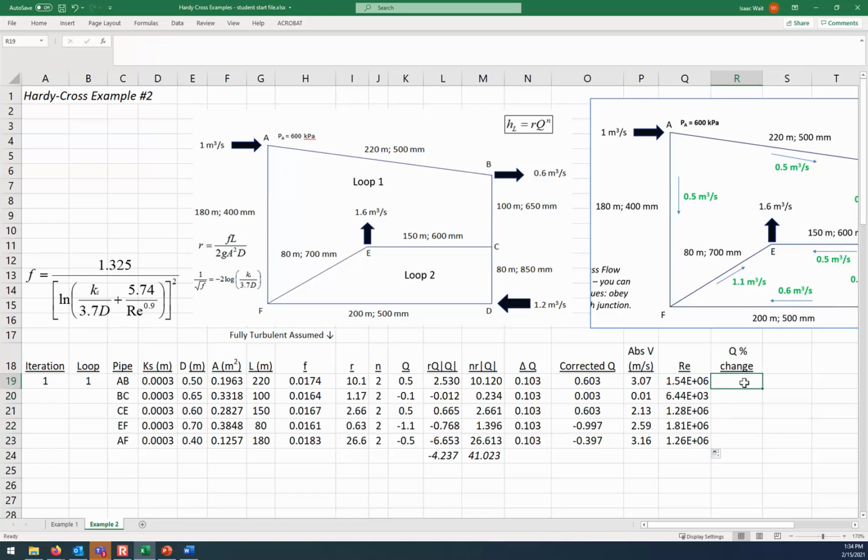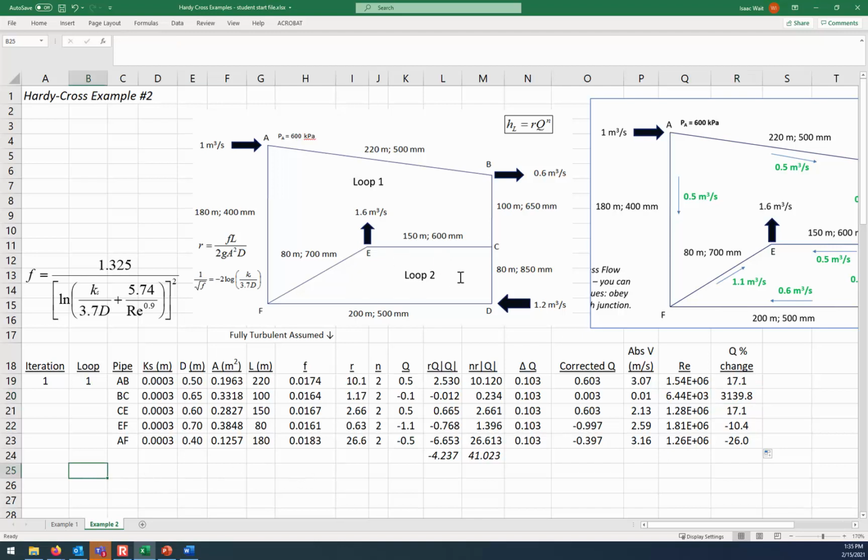And then this percent change is an indicator of how much the flow rate changed during this iteration. I'm going to use this to know whether my solution has converged. So how much has the flow rate changed? It's going to be the new flow rate minus the old flow rate, divided by the new flow rate, times 100. Okay, so 17% change. Some of these pipes are going to change quite a lot, BC chief among them.